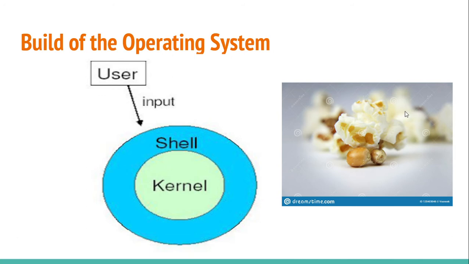Think of it as a piece of popcorn. The shell, or outside of the popcorn, is between the person who is trying to eat it and the kernel. The kernel of the popcorn allows it to become what it is, just like the kernel of the operating system is what allows it to be what it is.